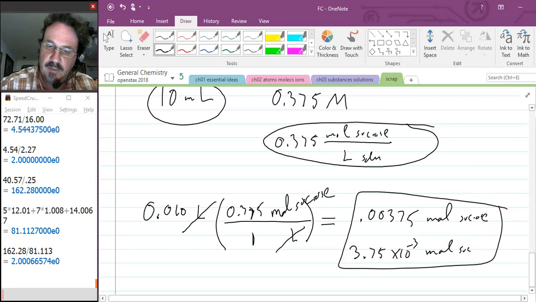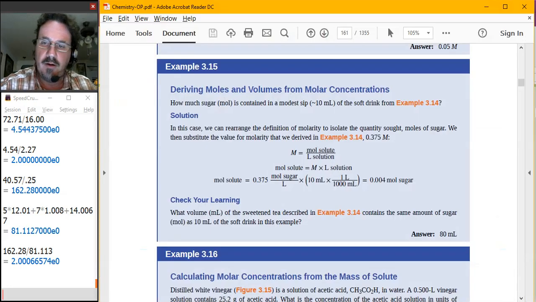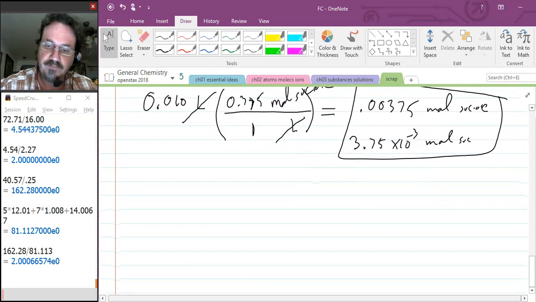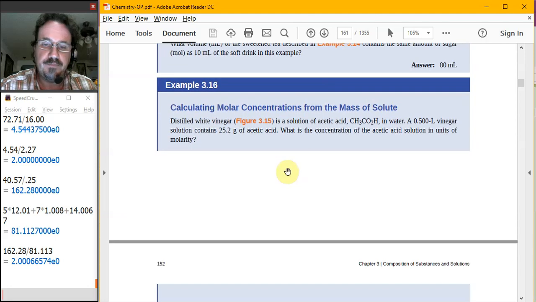Now, is that what they asked me for? I go back here. They said, how much sugar in terms of moles? And they got 0.004. Yeah, if I round that off, 0.004. Why did they round it off to just one significant figure? Because of the 10 here. That's what I'm starting with. 10 milliliter sip. That only has one significant figure. And so that is the correct answer. Let's round that off to 0.004 moles of sucrose. Great.